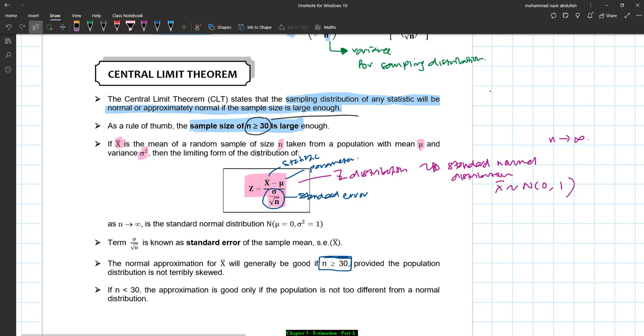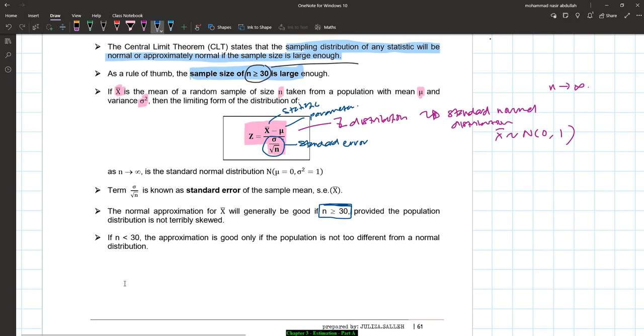So if n is less than 30, the approximation is good only if the population is not too different from a normal distribution. That means when we have a small sample and we are taking observations from a normal distribution, it can be treated as normal as well, but we need to do some modification. We need to consider the degrees of freedom, so we get the T distribution. We will look at the T distribution later.